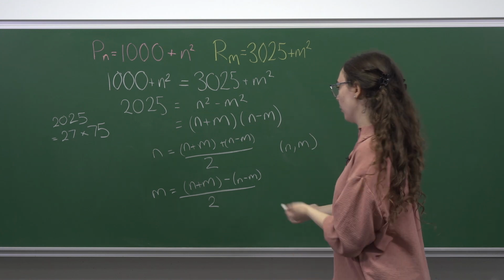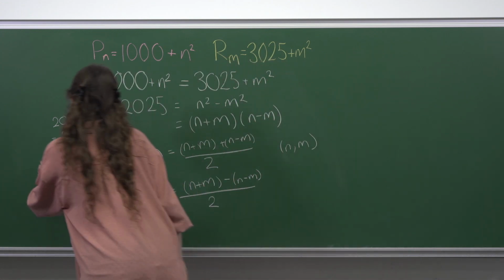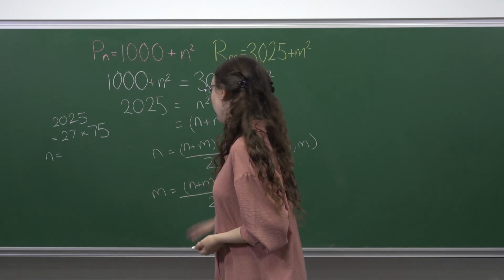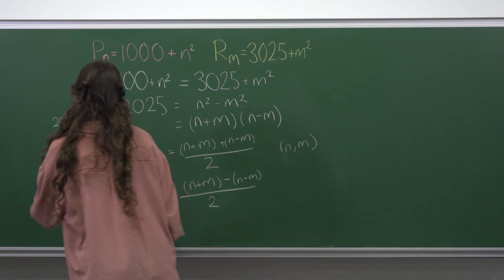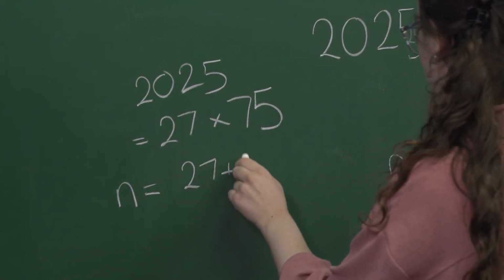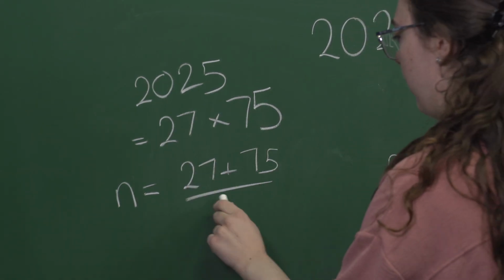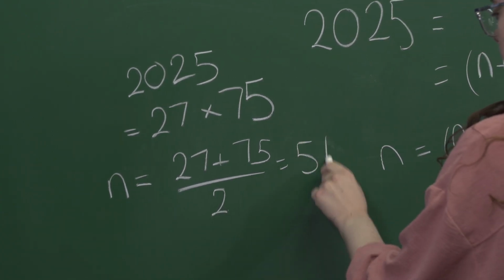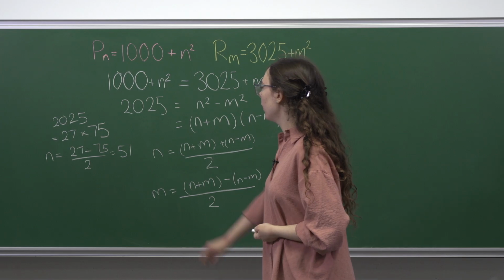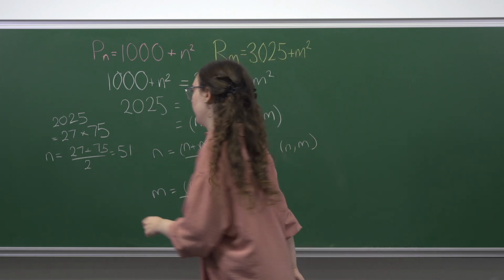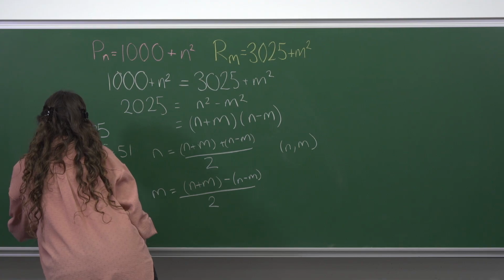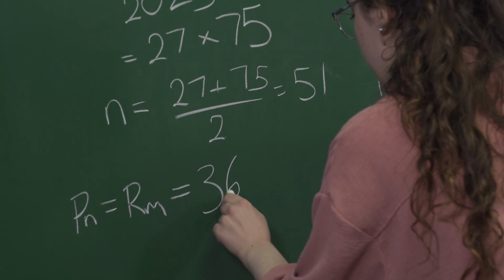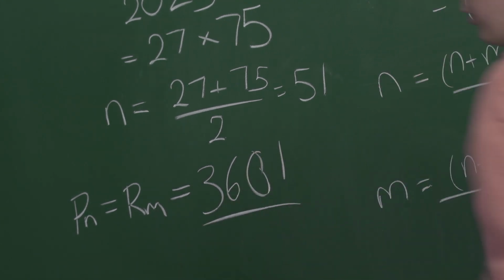so we can now solve this for m and n. And we only really need to solve for one of m and n, so let's solve for n. We get that n is (27 plus 75) over 2, which is 51. And if we substitute that back into the formula for Pn, we get that Pn is 3,601.